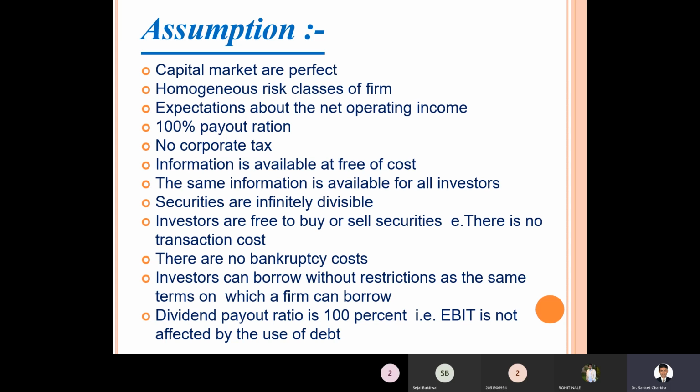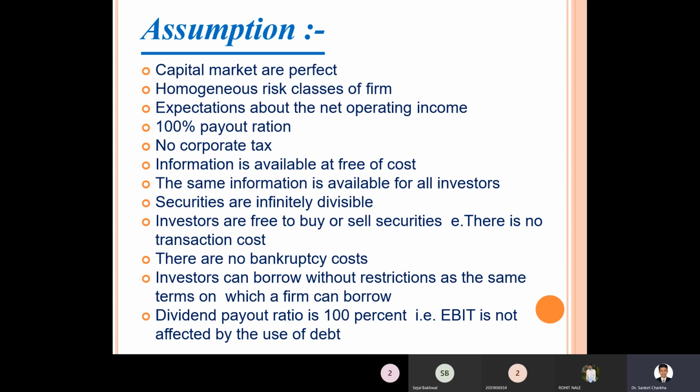Expectation about the net operating income. There is no excessive expectation about the net operating income, whether much higher or much lower. 100% payout ratio with respect to dividend. It is the same approach as the general assumptions of capital structure theory. It clearly mentions a 100% payout ratio with respect to dividends, and an absence of corporate taxes. So no corporate tax in this sense.